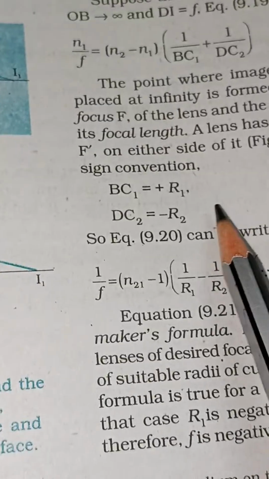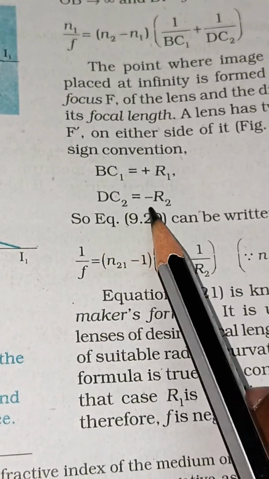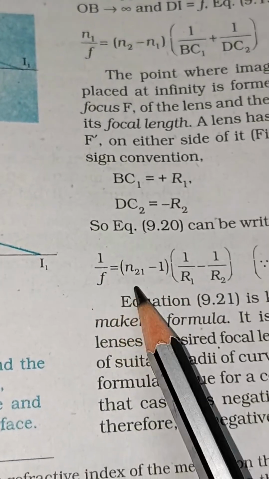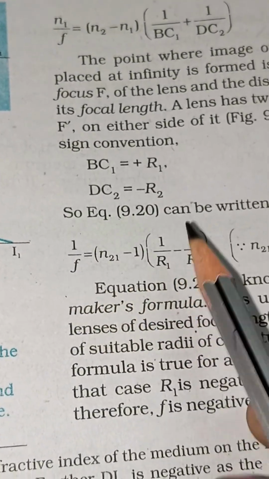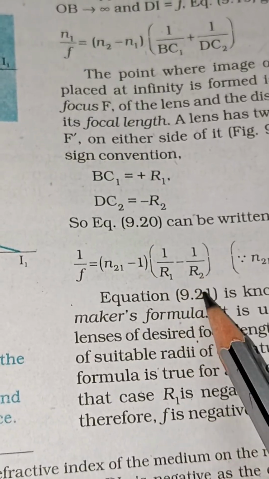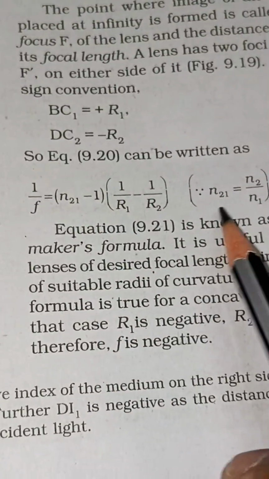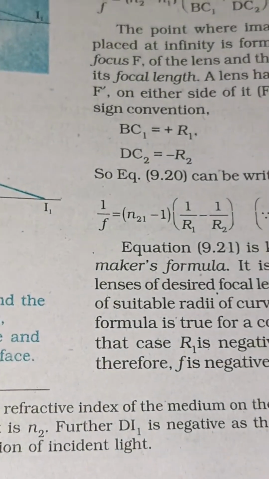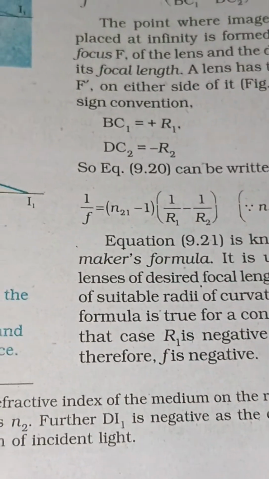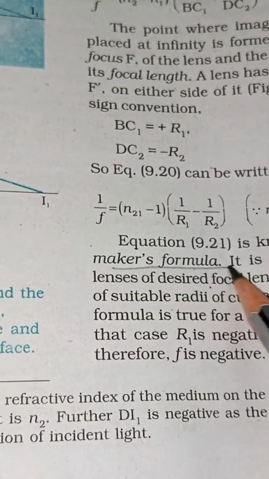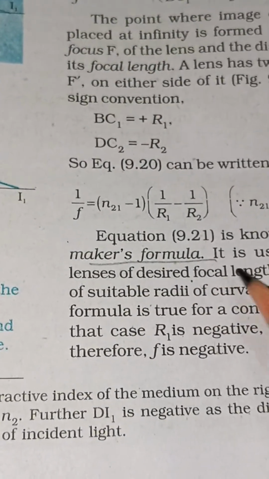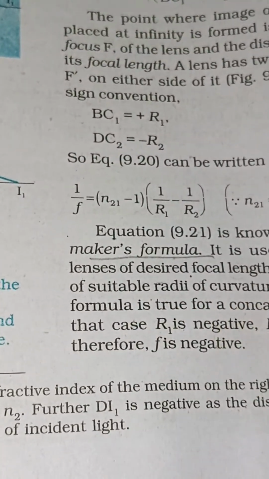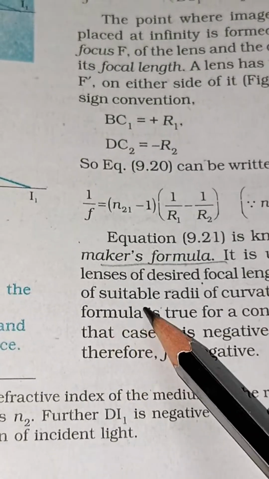By the sign convention, BC1 is equal to plus R1, DC2 is equal to minus R2. So 1 upon f is equal to (n21 minus 1) into (1 upon R1 minus 1 upon R2), where n21 is equal to n2 upon n1. Now this is the equation, and it is known as the lens maker's formula.